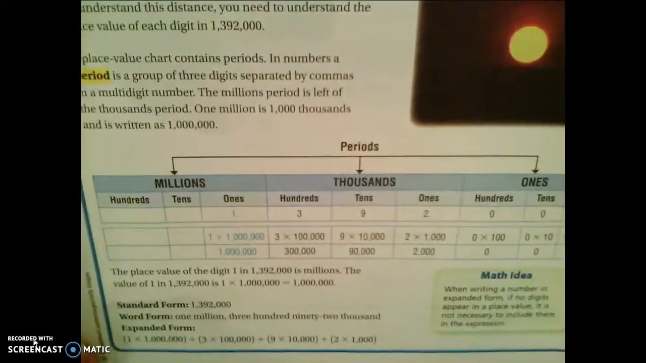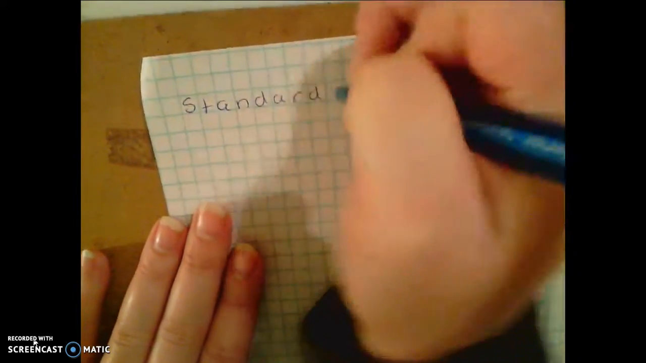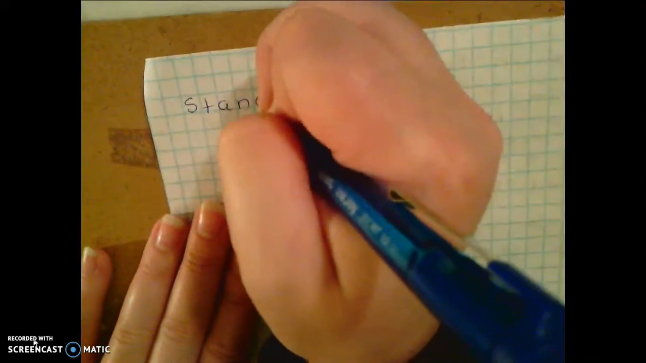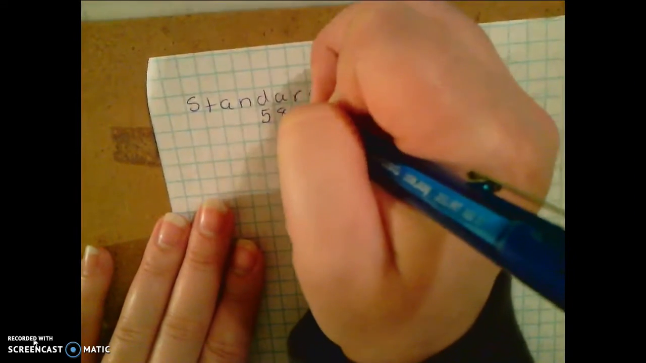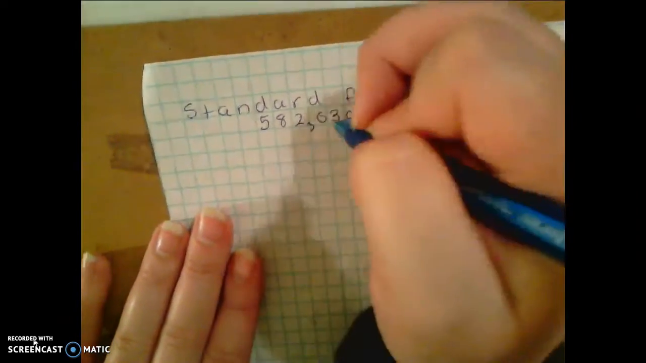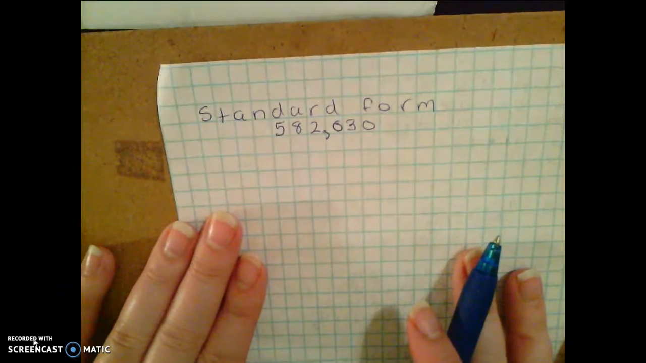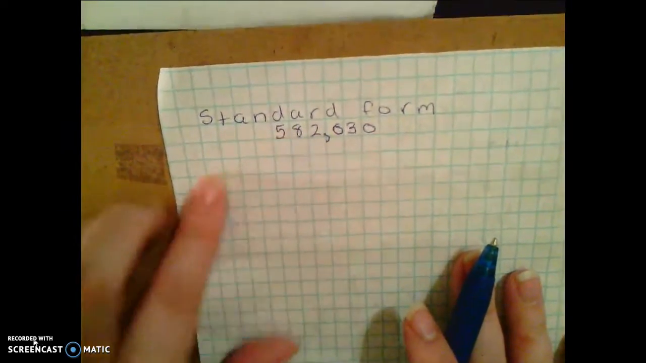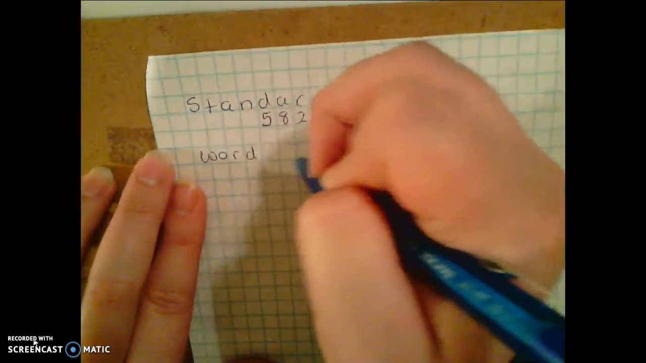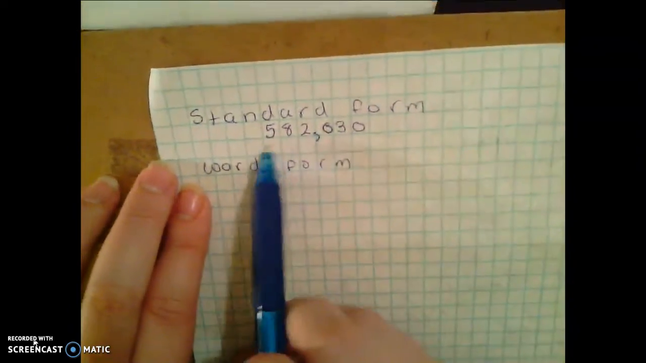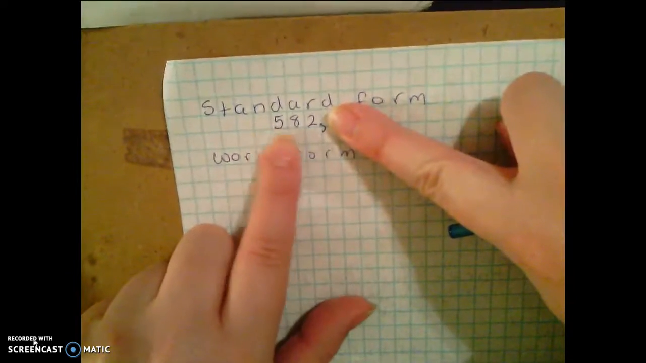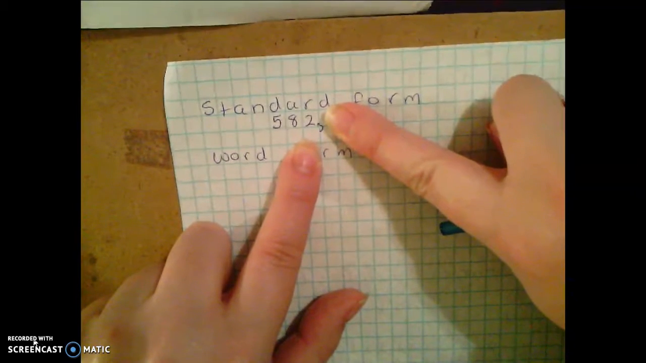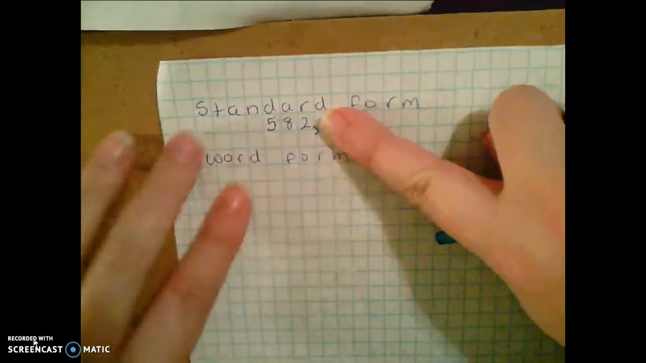So let's look at another example here. The standard form for this one is going to be 582,030. If you were to plug this into your place value chart, what place value would this 5 be in? Or what period would this be in? Because we're going to do word form first. So what period is it in? It's in the thousands. So how do we say just those 3 numbers? Well, we would say 582. And it's in the thousands place, so it's 582 thousand.